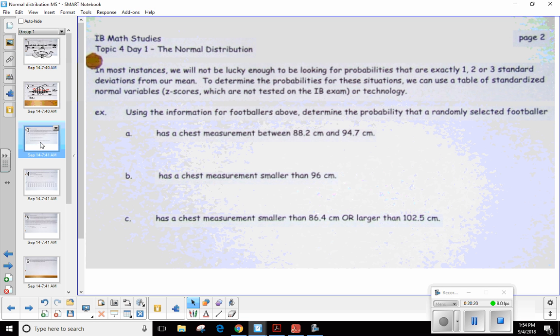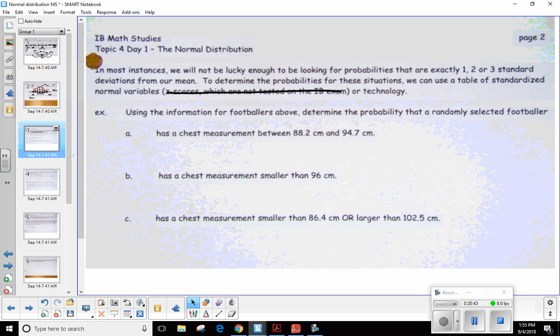Luckily, IB is not interested in you using z-scores. We don't have to go ahead and do that. In fact, the formula for it, if I remember correctly off the top of my head, z is going to be the estimated value minus mu, divided by the standard deviation. You'd actually have to do a little bit of digging on your table to figure out what the answer was going to be.